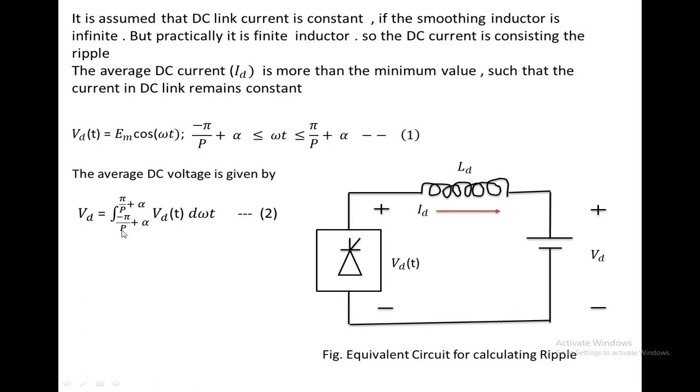We can find the average output voltage Vd, that is equal to the integral from minus pi by P plus alpha to pi by P plus alpha of Vd of t d omega t. In place of Vd of t, substitute the earlier equation and find the value. Computing this integration, Vd equals P by pi Em sin pi by P into cos alpha, where Em is nothing but the maximum line voltage, and P is the pulse number.